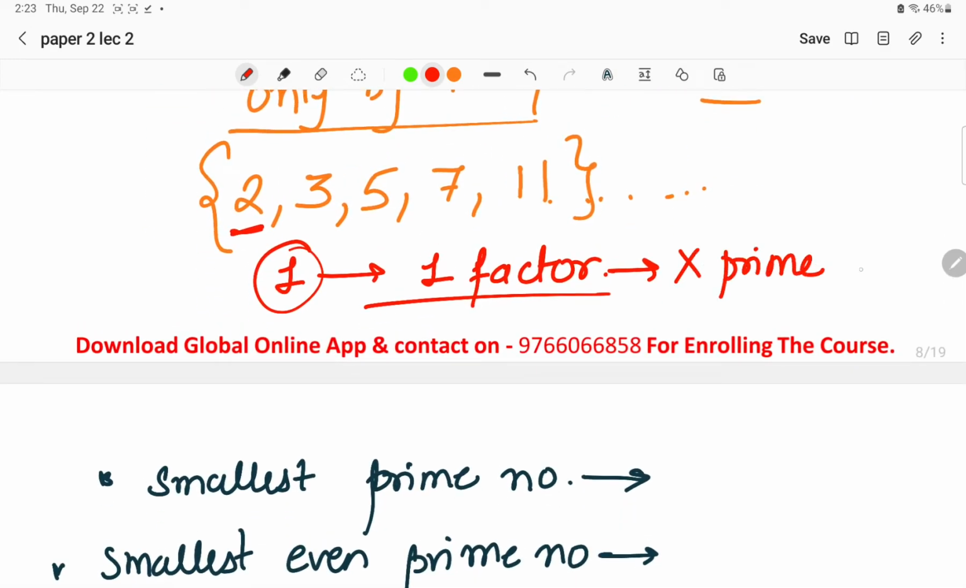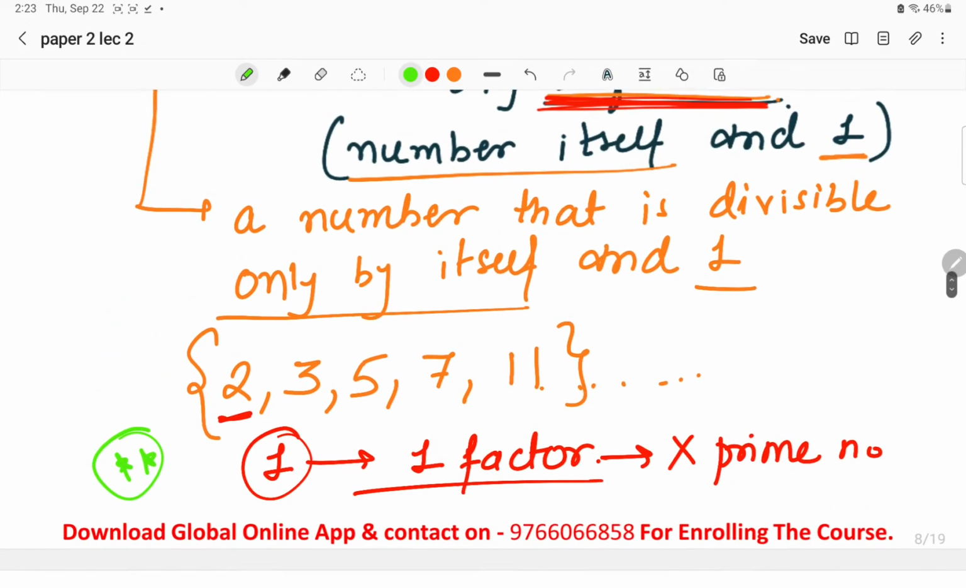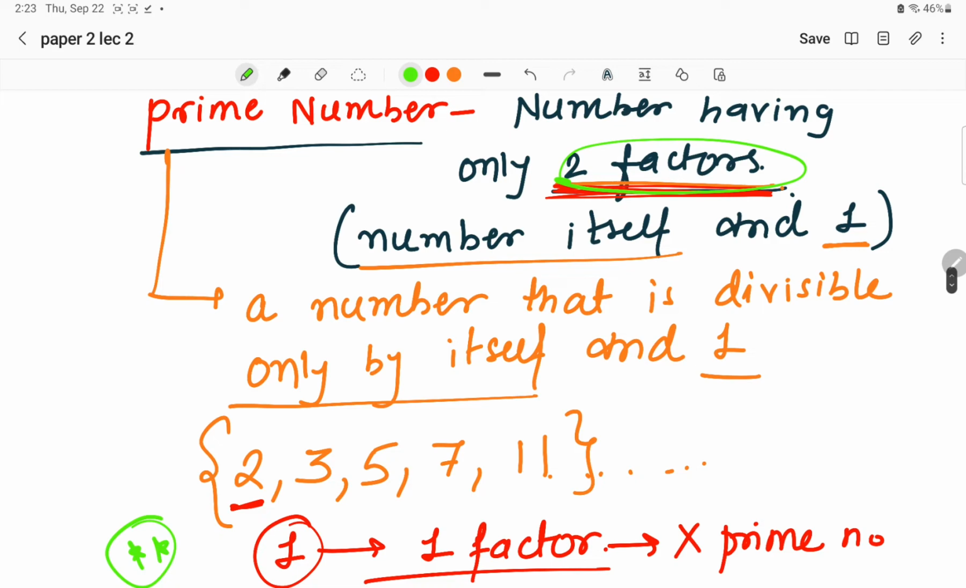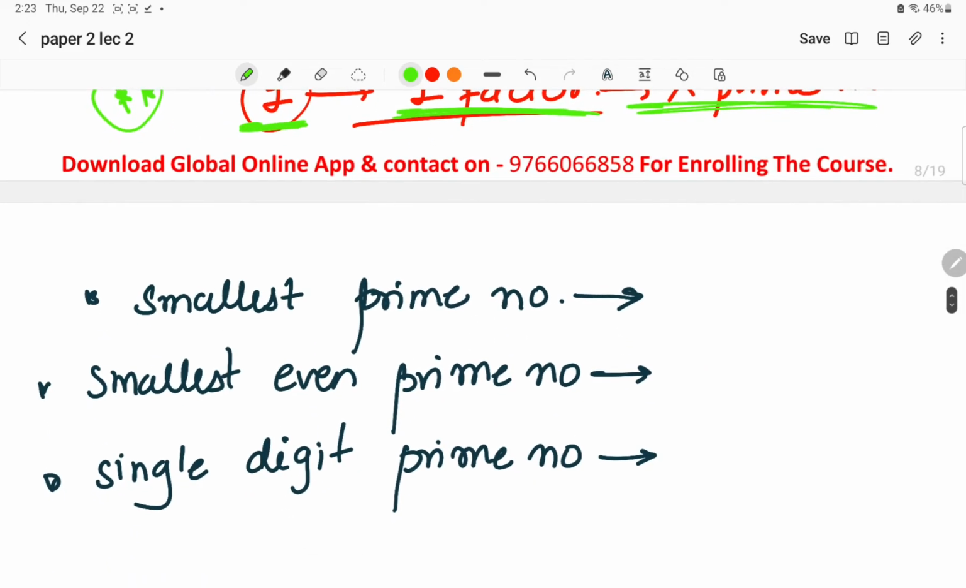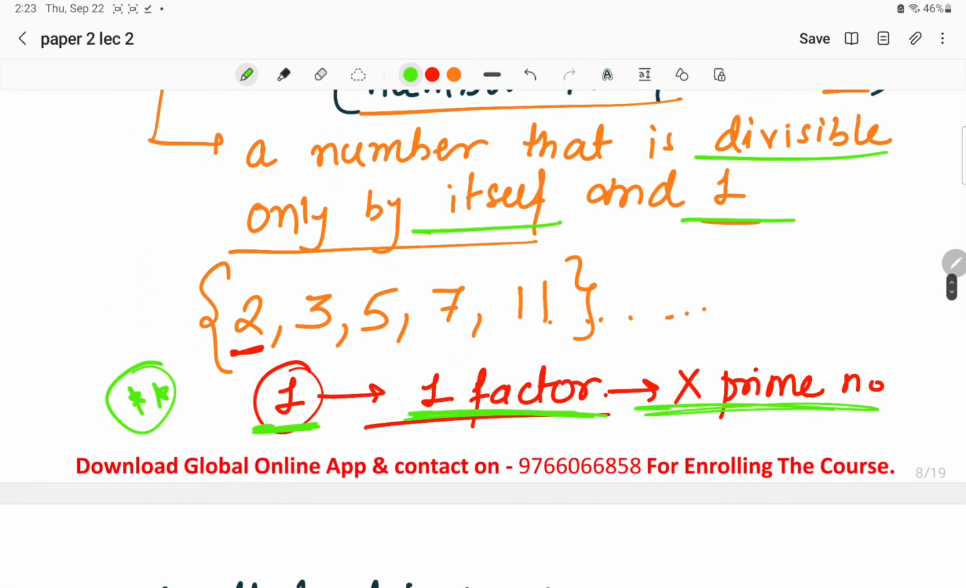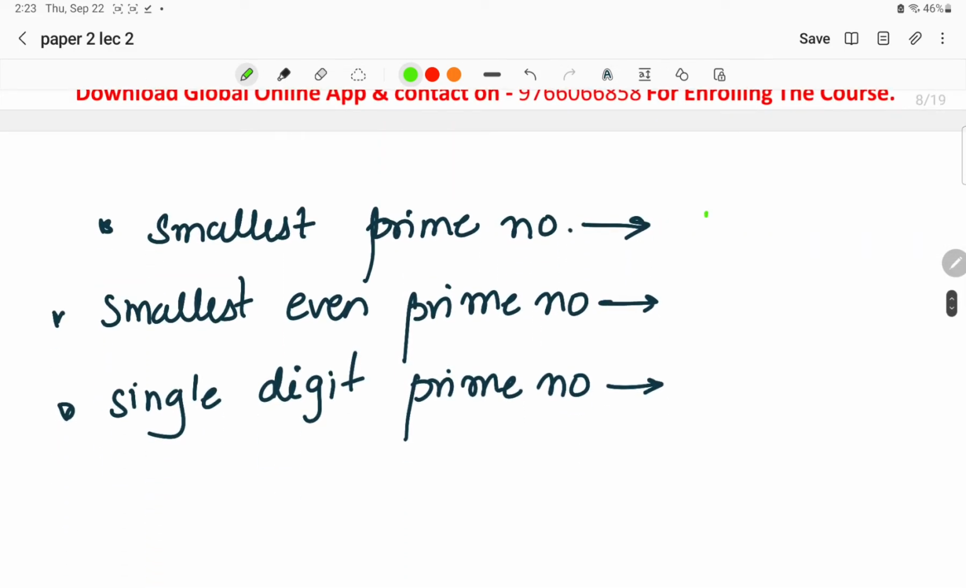Okay, this is a point of importance: in a prime number we must have two factors. Two factors are compulsory, that is, the number is divisible by itself as well as by 1. So 1 has only one factor, so it is not a prime number. Now the smallest prime number is not 1, right? So basically it will be 2.